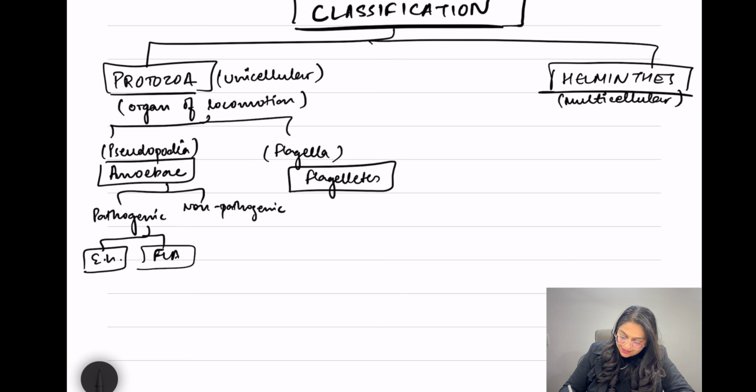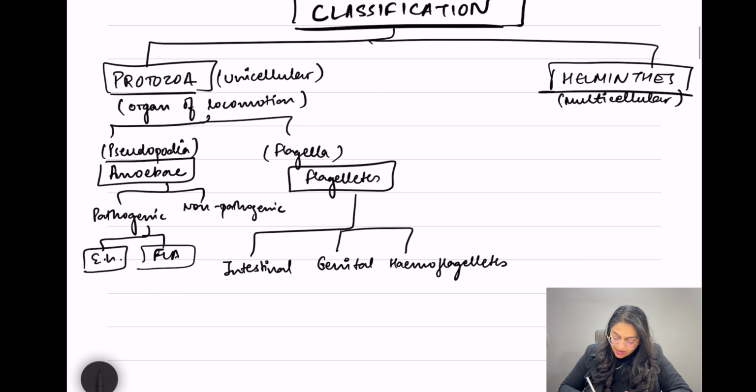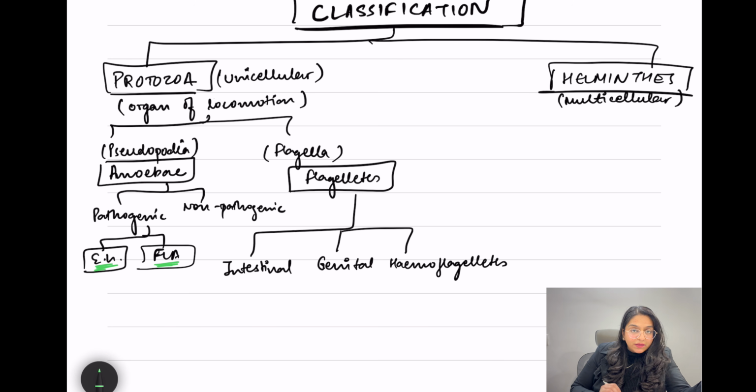Flagellates can be three types: intestinal flagellates, genital flagellates, and hemoflagellates. I just want you to remember one example of each. So, pathogenic amoeba, you remember Entamoeba histolytica and free-living amoeba. Intestinal flagellate, remember Giardia.